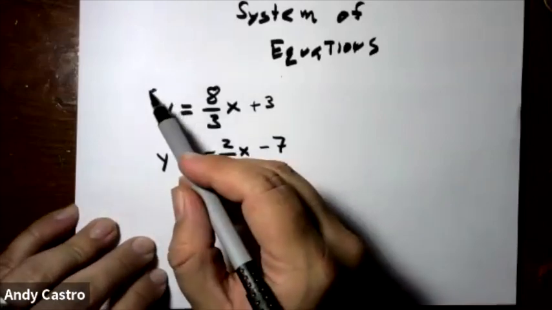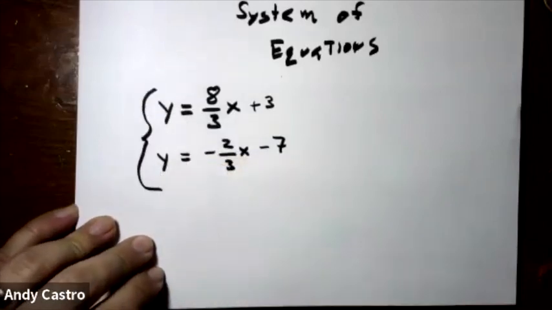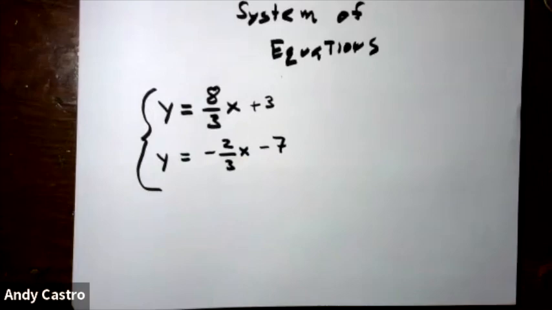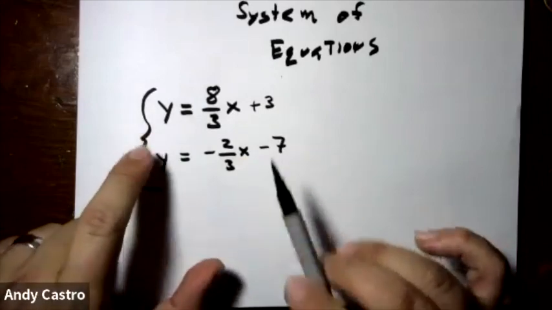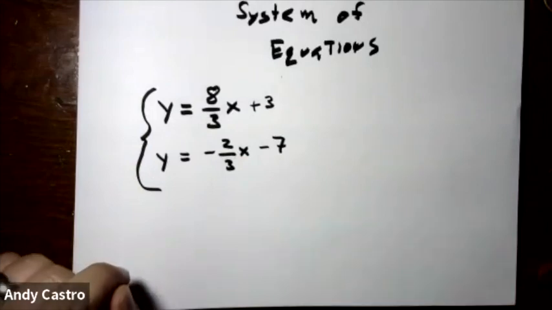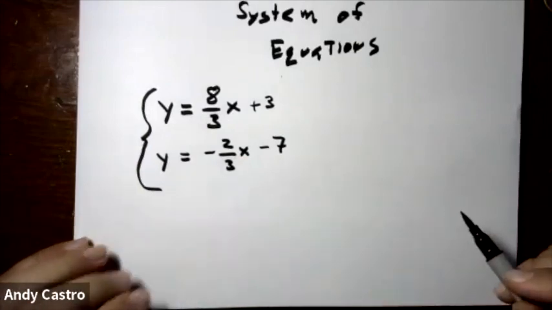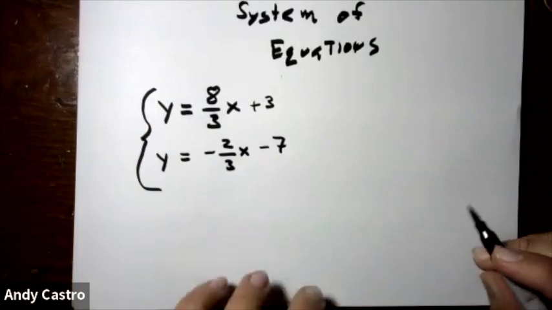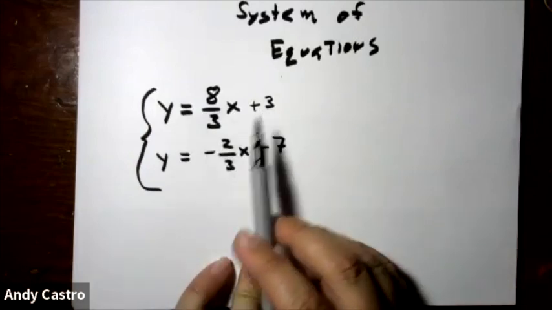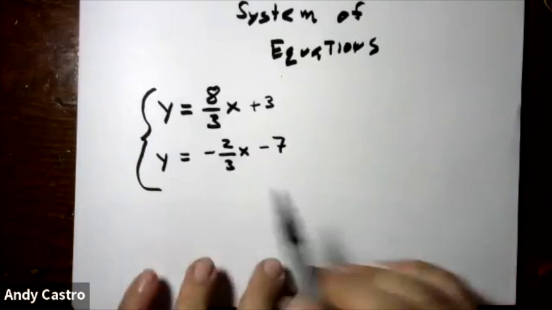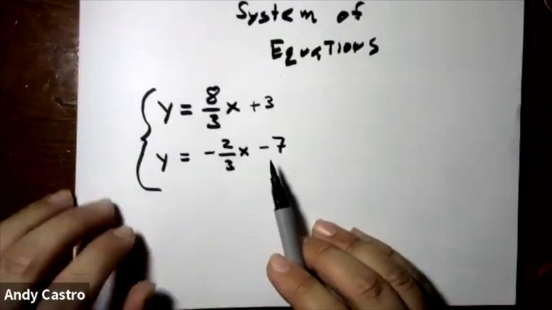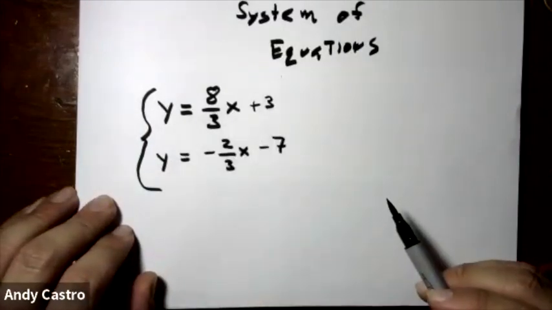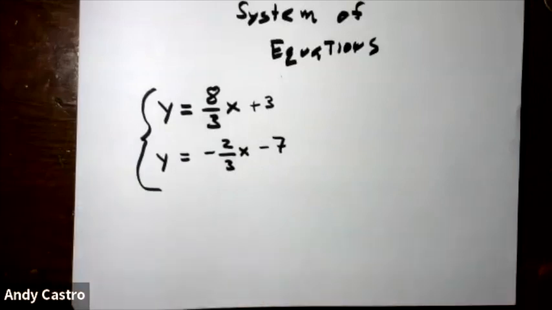And then they'll either tell you it's a system of equations, or sometimes you'll see the curly brackets. What the curly brackets show us is that this, in fact, is a system. And what that means is that we can put them on the same plane. So we can actually graph these two equations, and when we graph them, we'll see a point at which the two lines intersect.